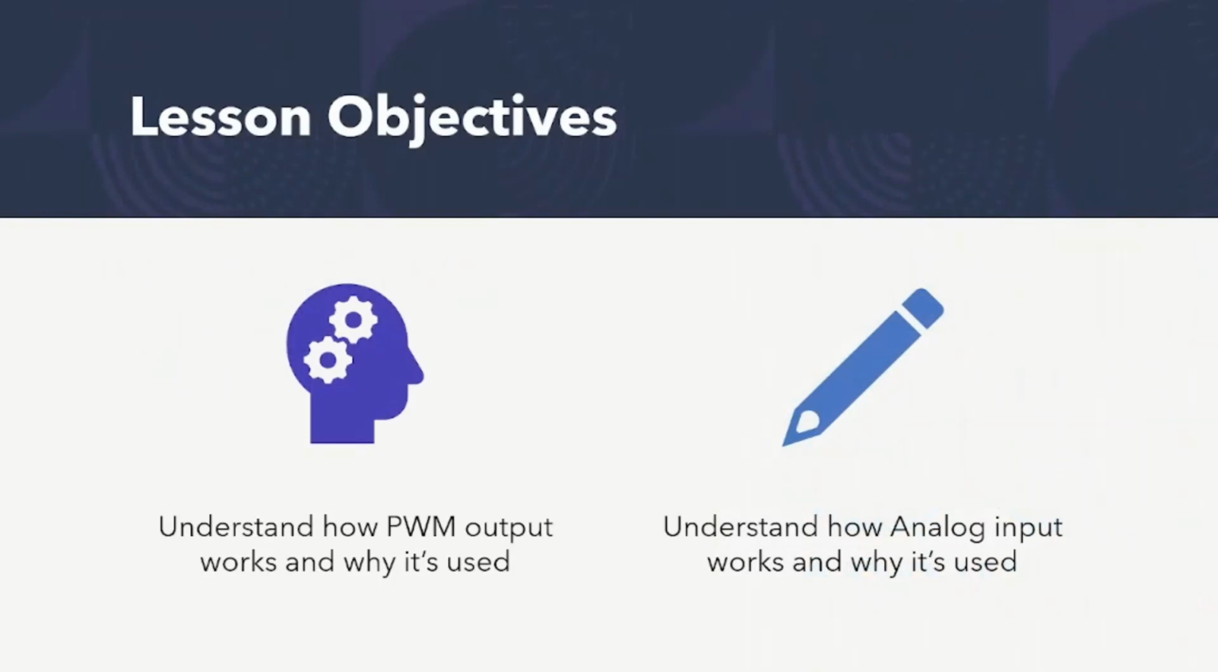Assuming that you have all the basic knowledge from the first two lessons, today in this lesson, we'll cover how PWM output works, what it is used for, how analog input works, what it is used for, and how to use those concepts in electronic devices. Let's get started.